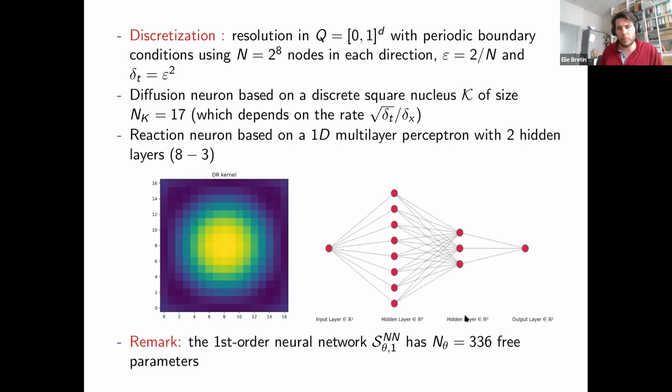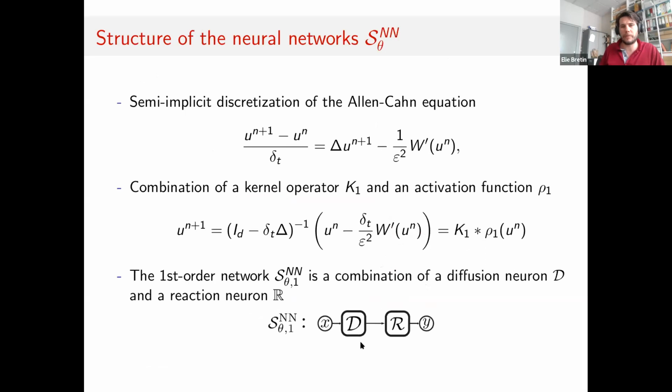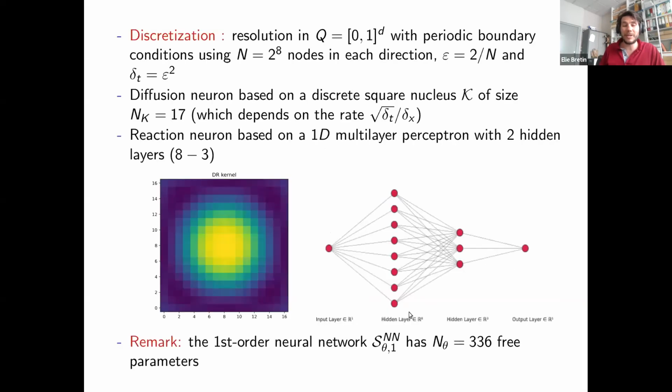And the first remark about this choice of neural network is that it's not so big, because we have only 336 free parameters to optimize. So it's not too big with respect to more classical neural networks, for example, CNN or UNet, where we have 1 million degrees of freedom.